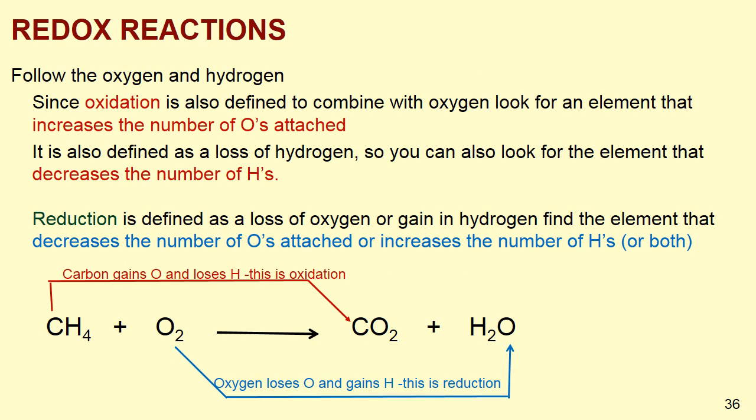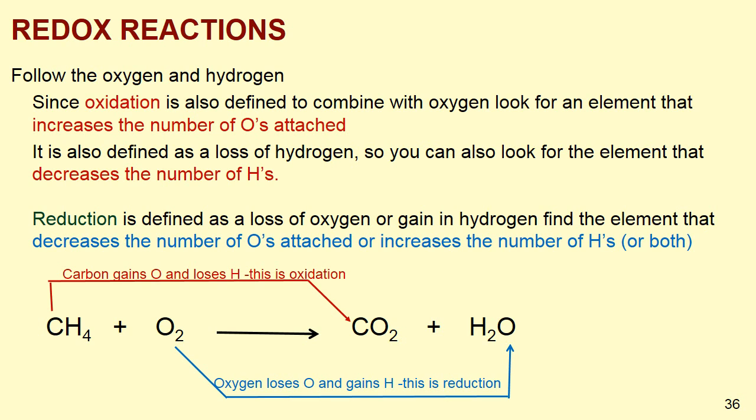The other way that you can determine what's being oxidized and what's being reduced is to follow the oxygen or the hydrogen. Remember, oxidation means to combine with oxygen. And so usually you can look at the element that has increased the number of oxygens attached. And since it's also defined as a loss of hydrogen, sometimes you can look to see what element has decreased the number of H's, and it's usually the same element. And then since reduction is defined as a loss of oxygen or gain of hydrogen, we'll look for the element that has decreased the number of O's or increased the number of H's.